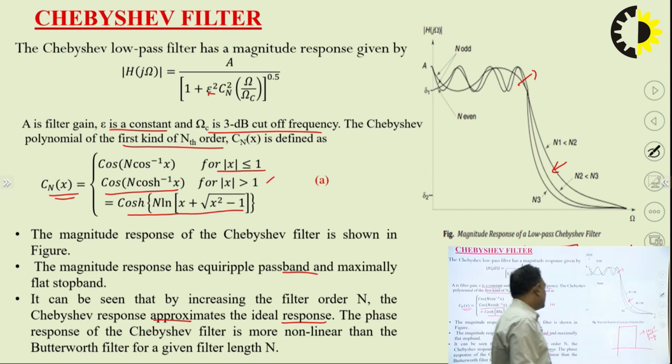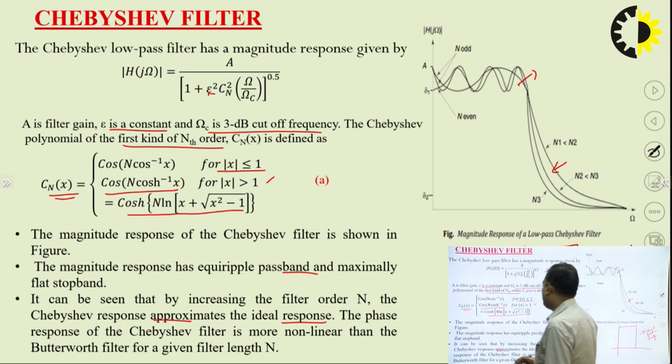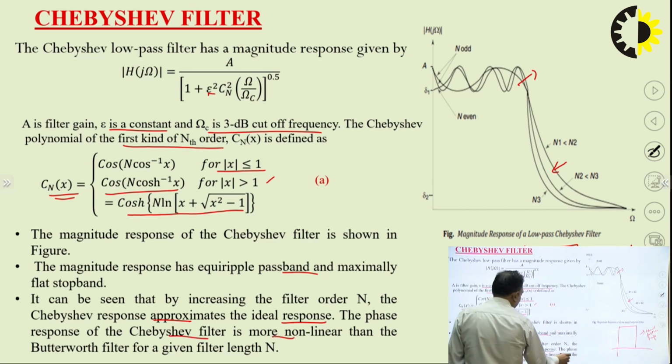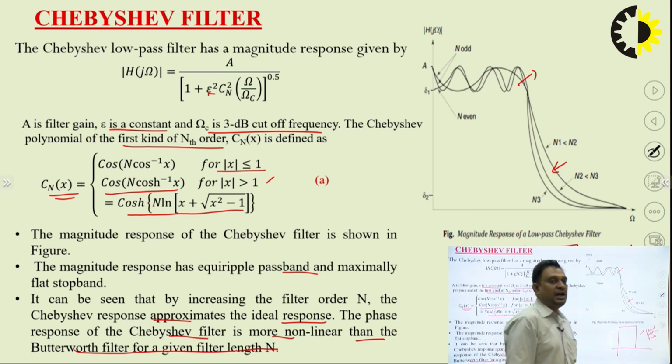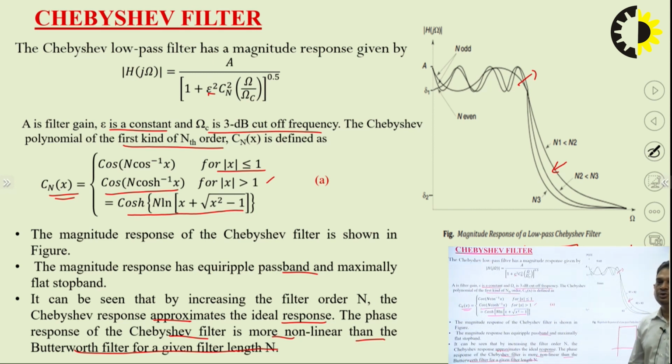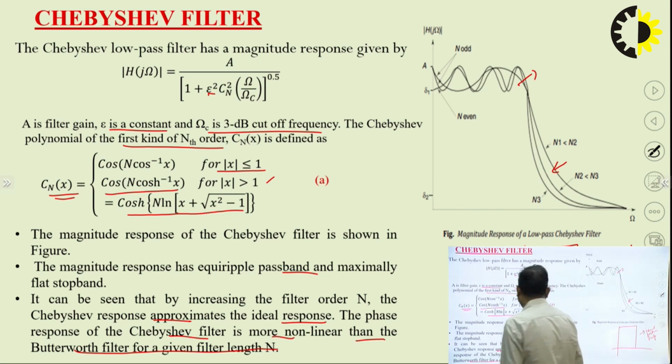Another thing is that we have been talking about the magnitude response. What about the phase response? The phase response of the Chebyshev filter is more non-linear than the Butterworth filter for a given filter order n. So if we have a choice between Butterworth and Chebyshev, the Chebyshev filter has a better magnitude response, but the phase response for a given filter order n is more non-linear than in the Butterworth filter.